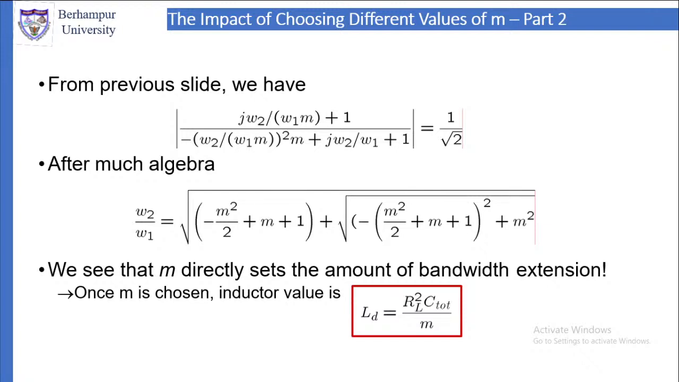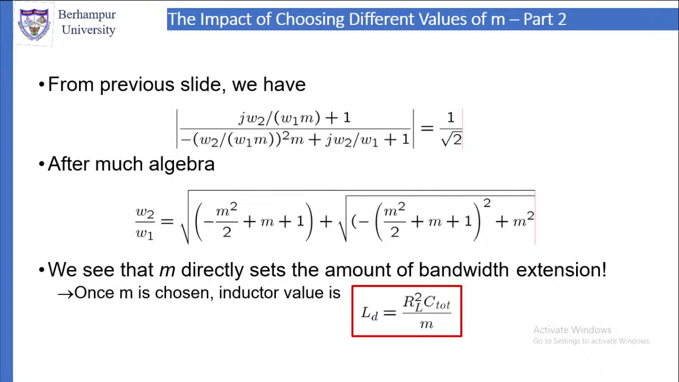Now from this we see that m will directly set the amount of bandwidth extension. M is equal to 0 means this is equal to 1. Yes, this is equal to root. M is equal to 0, this will give you root. And other values of m will control it.